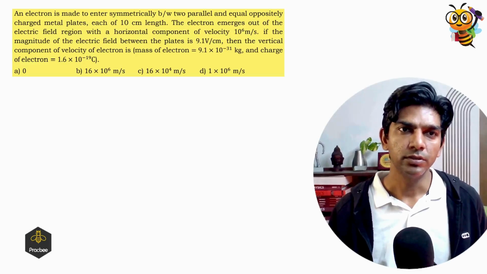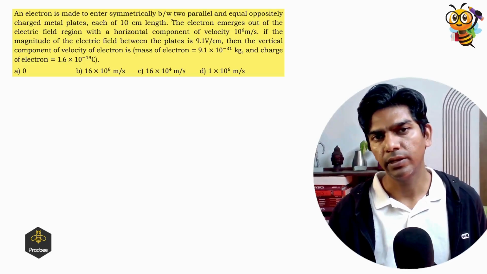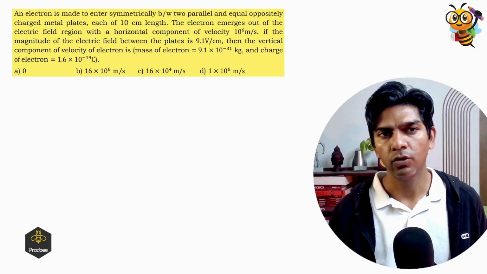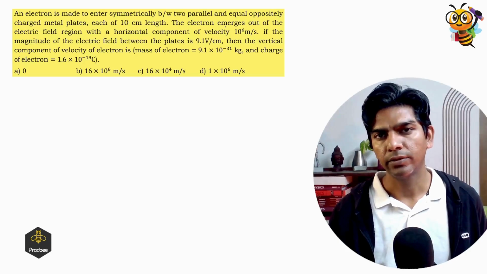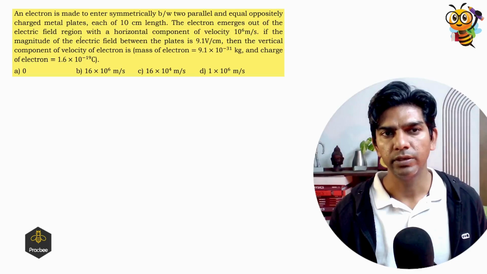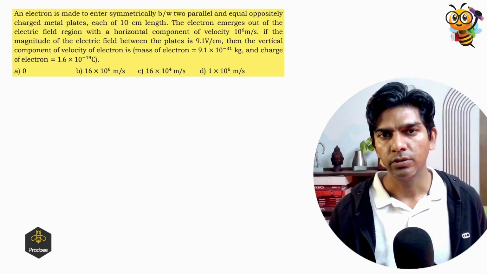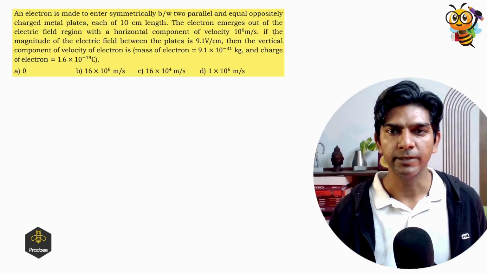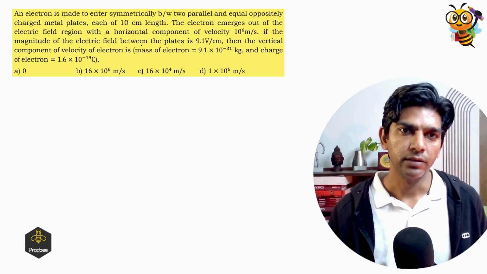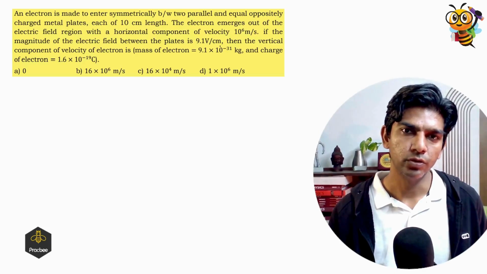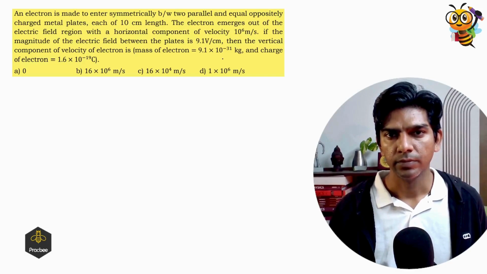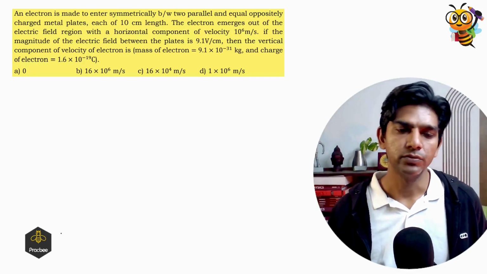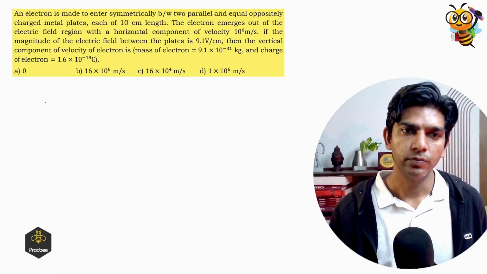Right, so let us see this question. An electron is made to enter symmetrically between two parallel and equally opposite charged metal plates, each of 10 centimeter long. The electron emerges out of the electric field region with a horizontal component of 10 raised to 6 meters per second. If the magnitude of the electric field between the plates is 9.1 volt per centimeter, then the vertical component of the velocity of the electron is, so mass of the electron is given and the charge on the electron is given, right? So we have two plates.